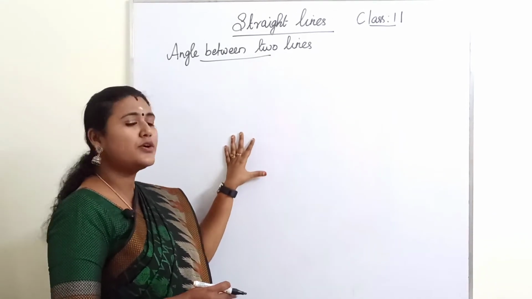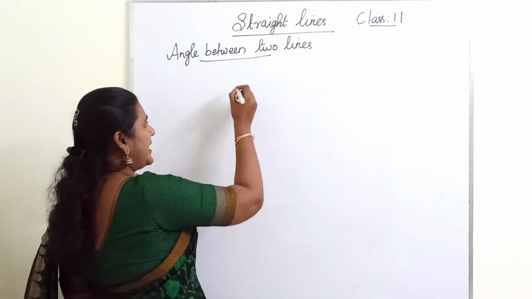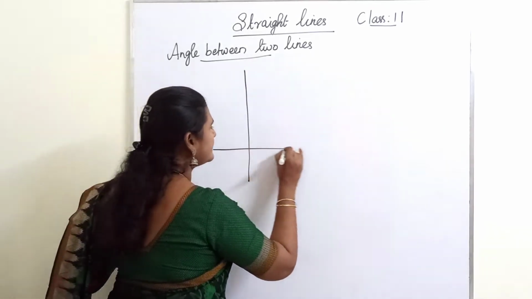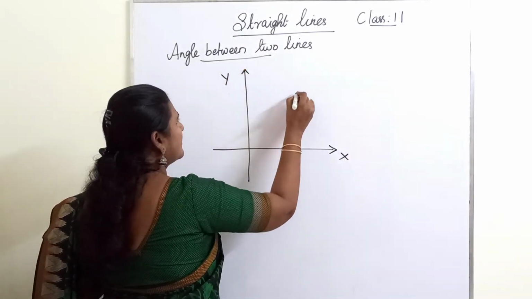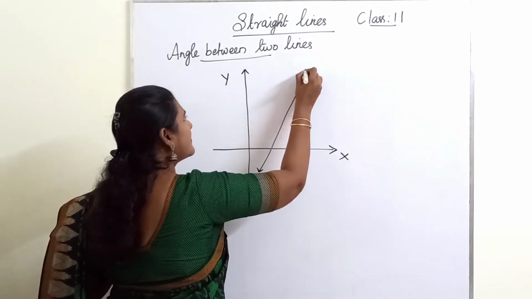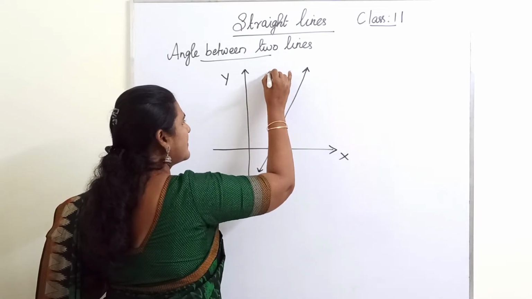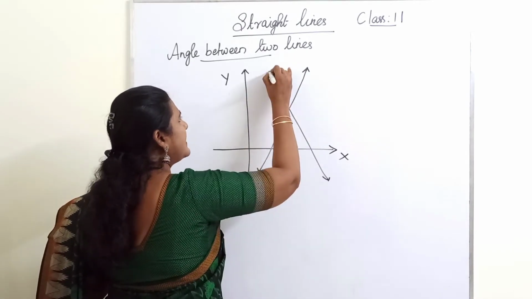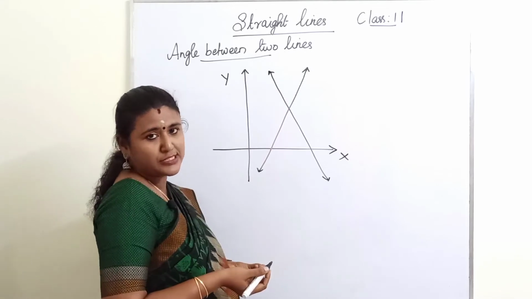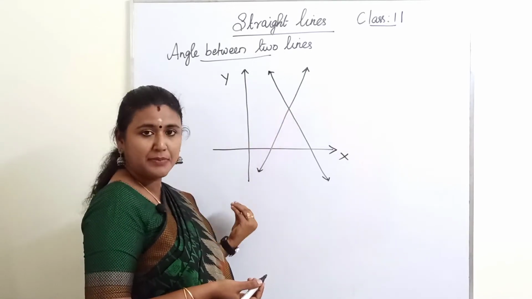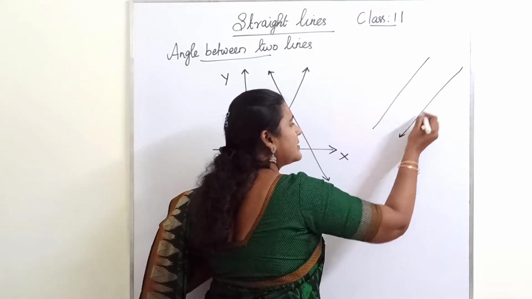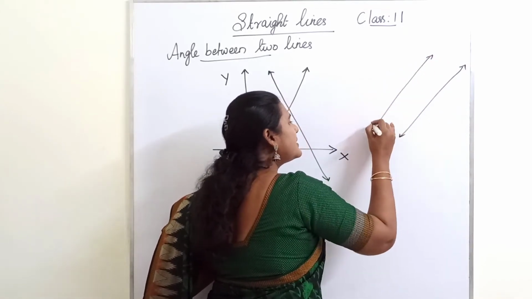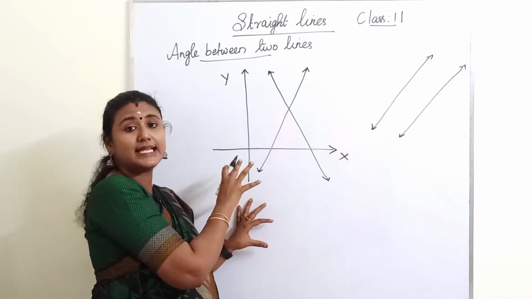Suppose we think of two lines in a coordinate plane. For two lines in a plane, there are two possibilities. First, they can be intersecting lines, or they can be parallel. Here we are going to look at the intersecting case.